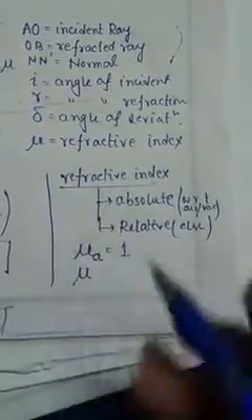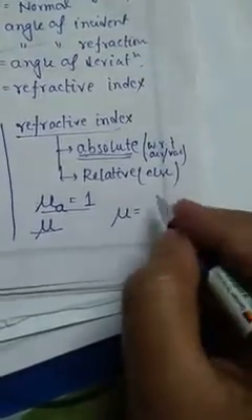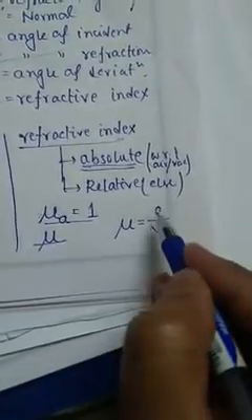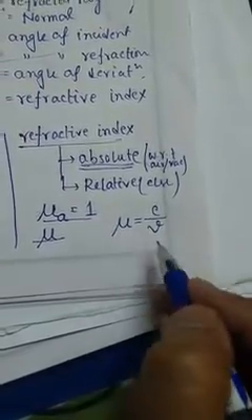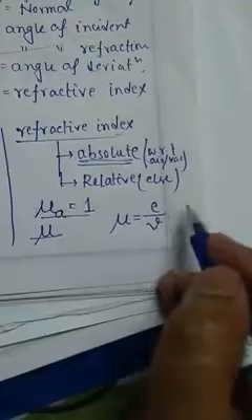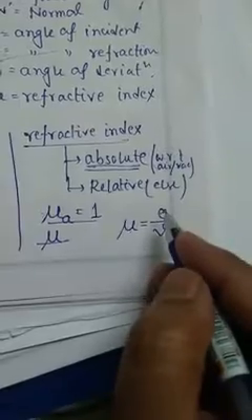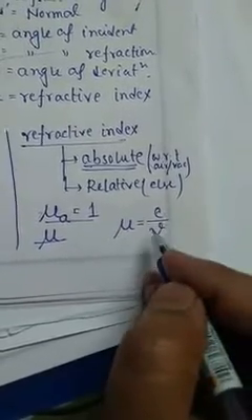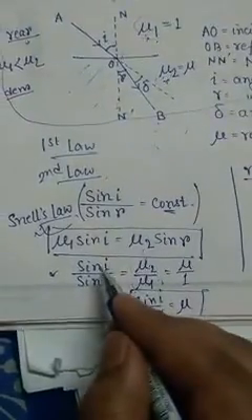Okay, but now let's talk about this refractive index, absolute refractive index. We have the formula from class 8 that mu, or refractive index, is equal to c by v. What is this c by v? c is the velocity of light in vacuum and v is the velocity of light in that medium. Note it down. Pause the video and note it down. So mu equals c by v.